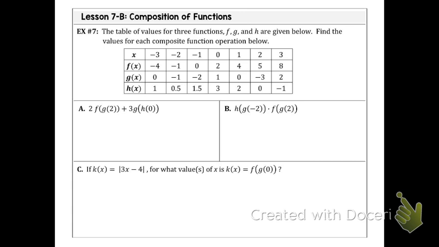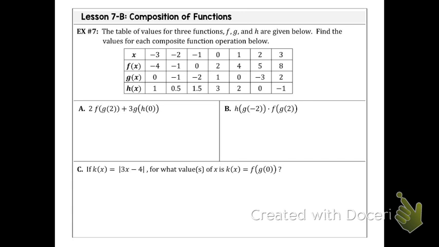So if I'm looking for g of -3, when x is -3, that answer is 0. If I'm looking for h of 1, my answer is 2. So that's how we read that.